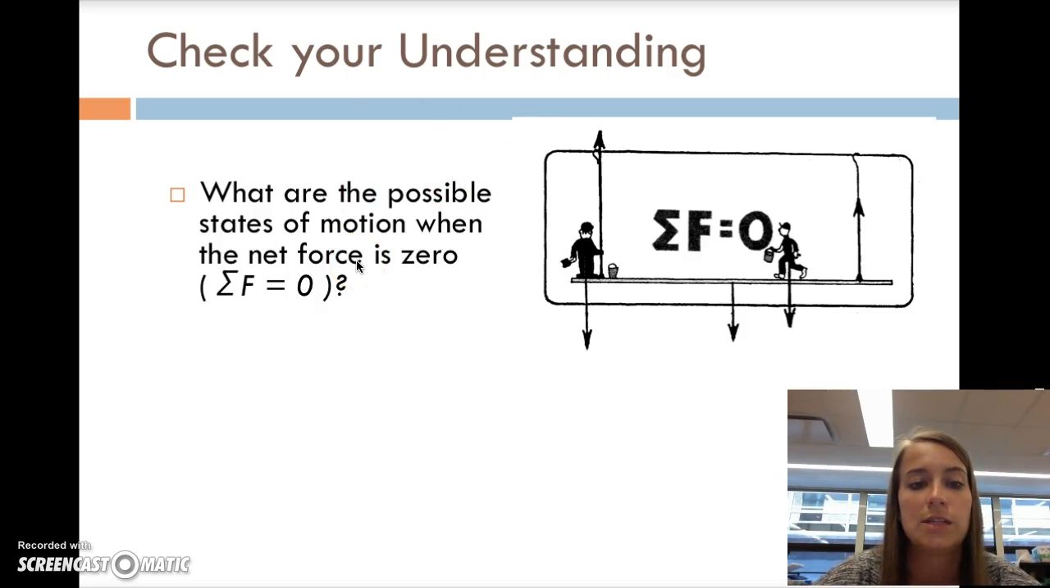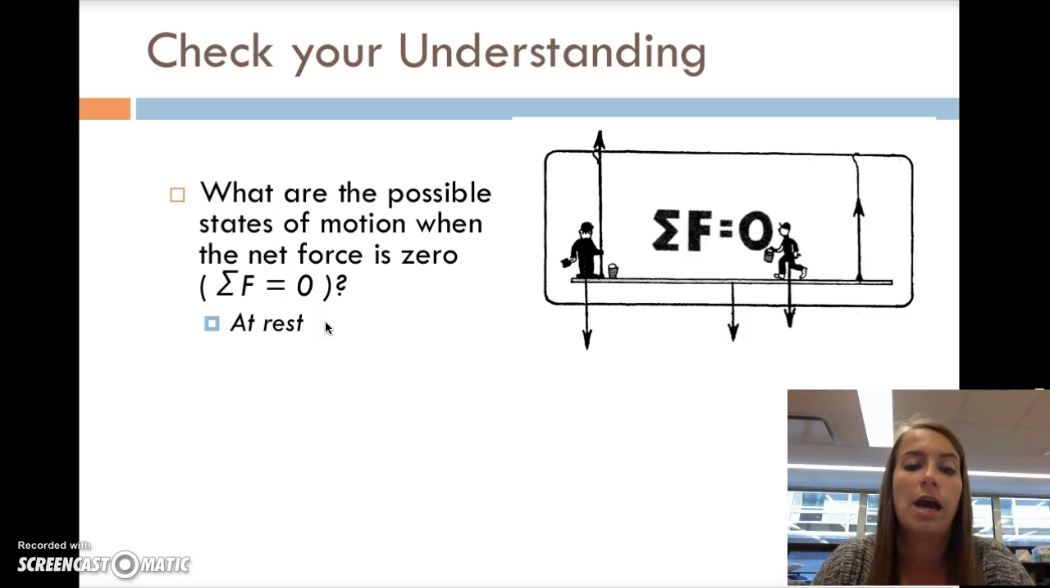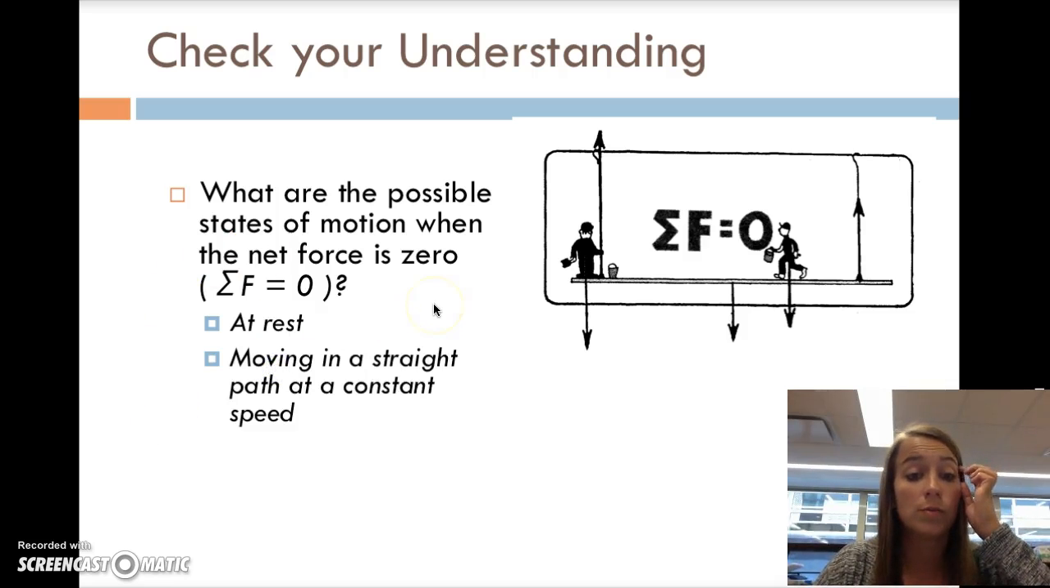What are the possible states of motion when the net force is 0? Okay, so if all the forces are combining to be 0 newtons, what are the possible states of motion? You could be at rest. Okay, so right now I'm sitting in a chair, gravity's pulling me down, the chair is supporting me back up, I'm not moving, but there are forces acting on me. Or if you're moving in a straight path at a constant speed, that's considered all the forces are balanced because you are not changing your state of motion. So if a car is traveling down the road at 60 miles per hour, constant speed in a straight line, the forces on that object are 0.